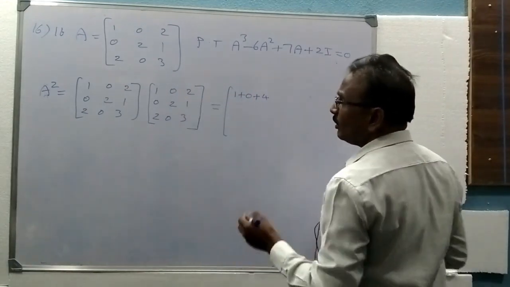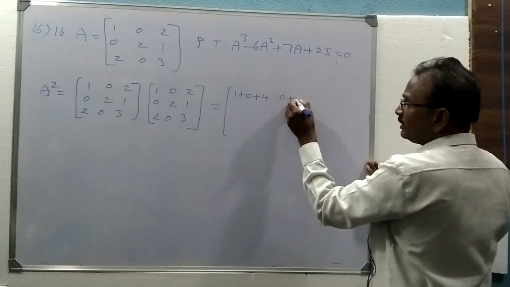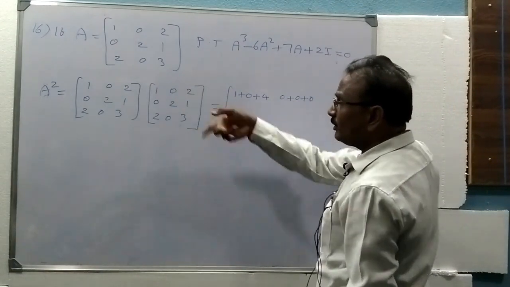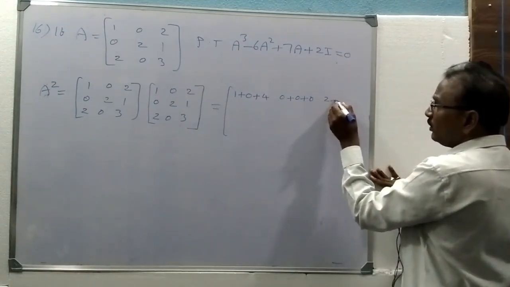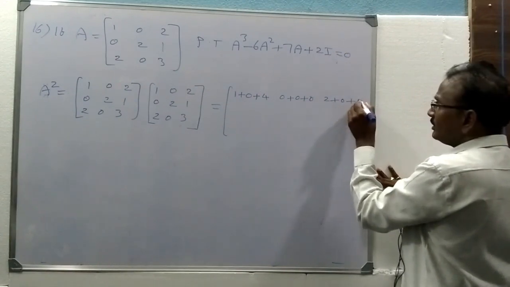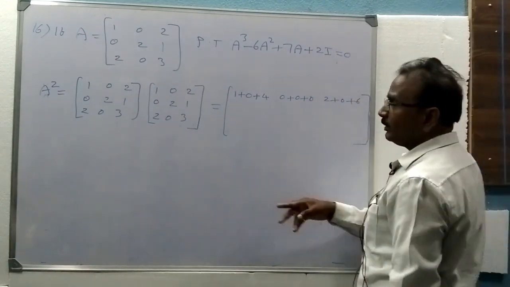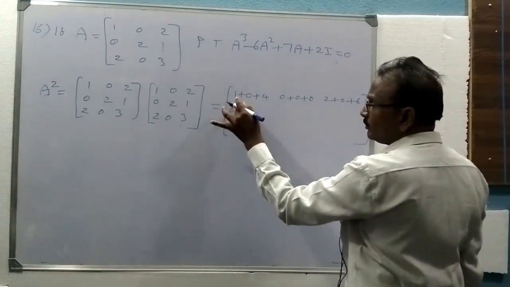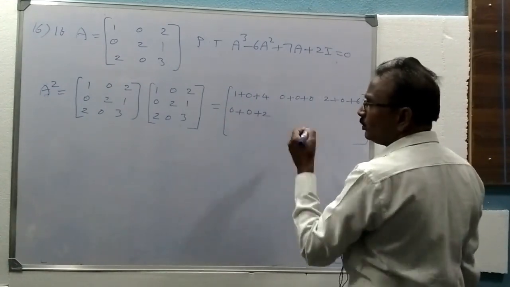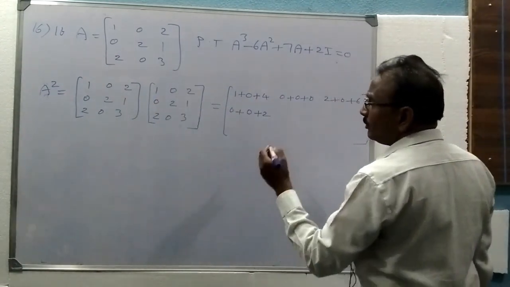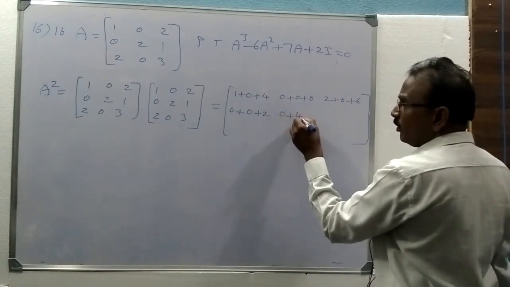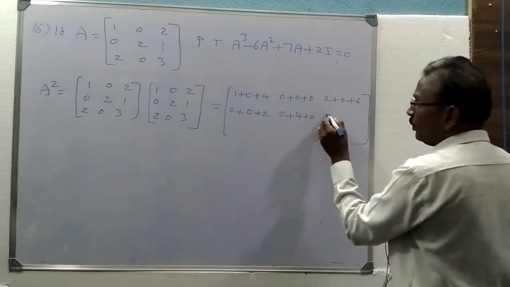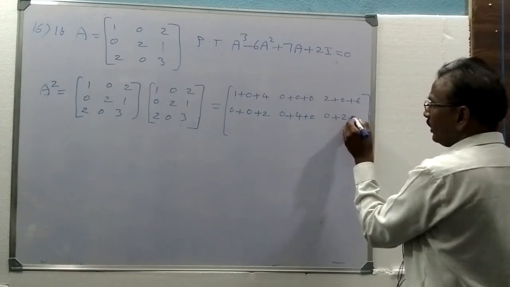Next, first row with second column. So 1 into 0 is 0 plus 0 into 2 is 0 plus 2 into 0 is 0. Next, first row with third column. So 1 into 2 is 2 plus 0 into 1 is 0 plus 2 3s are 6. Next, second row with first column. 0 into 1 is 0 plus 2 into 0 is 0 plus 1 into 2 is 2. Next, second row with the second column. 0 into 0 is 0 plus 2 2s are 4 plus 1 into 0 is 0. Second row with third column. 0 plus 2 plus 3.